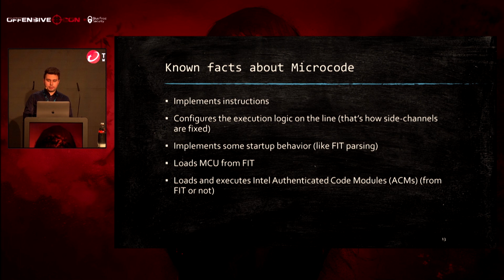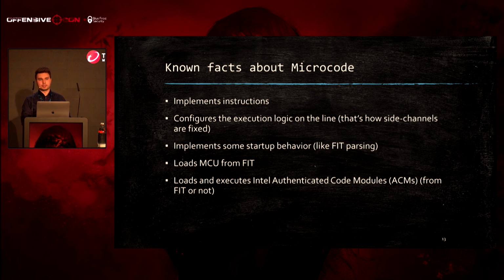However, here is a collection of facts about the microcode actions. Like was told before, it implements CPU instructions. It configures the execution logic on the fly. That's how bugs like side channels are fixed. It implements some startup behavior, like firmware interface table parsing. This is how it can load microcode updates from the firmware interface table. And it loads and executes Intel authenticated code modules.